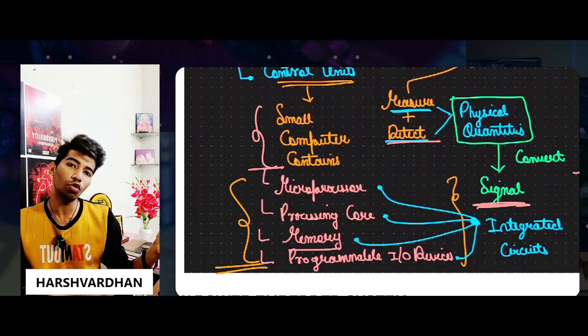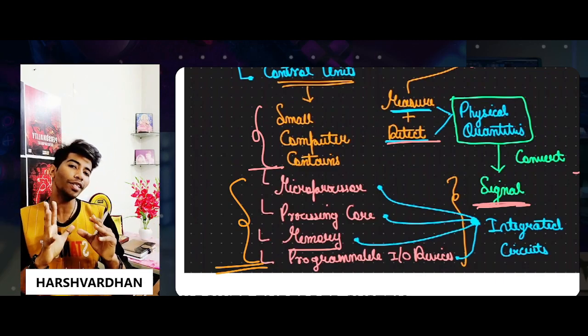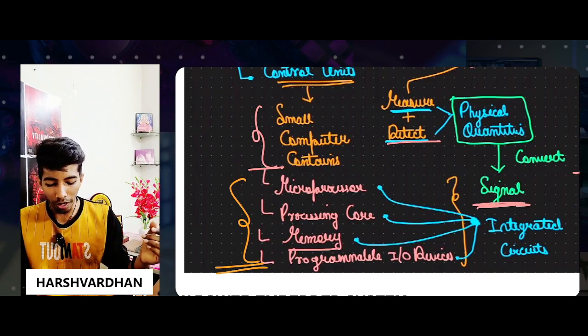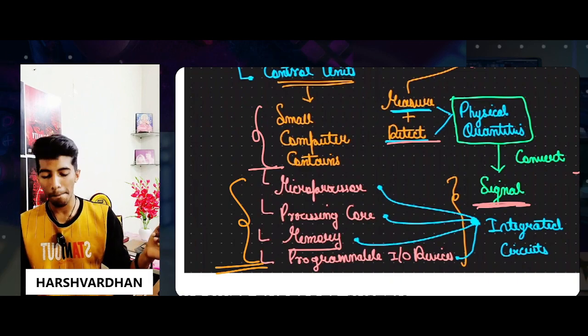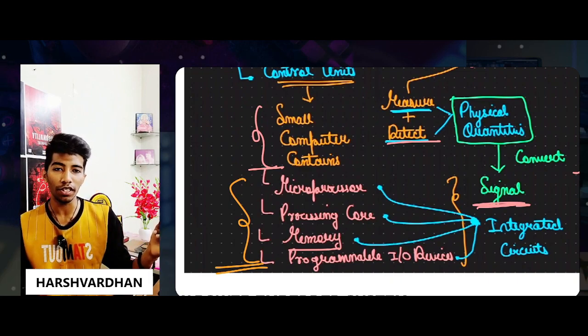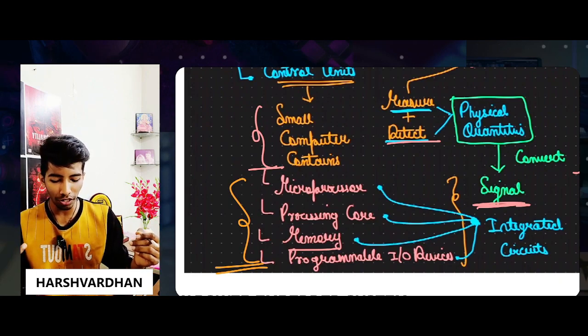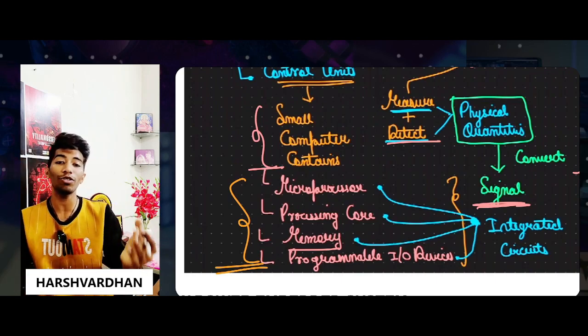So let's walk into the field of control units. Control units are basically small computer devices which are responsible for computing. So it contains one microprocessor, a processing core, memory, and input output devices. Input output devices include things like sensors, and when we talk about Raspberry Pi, also the keyboard and mouse which get connected to it.